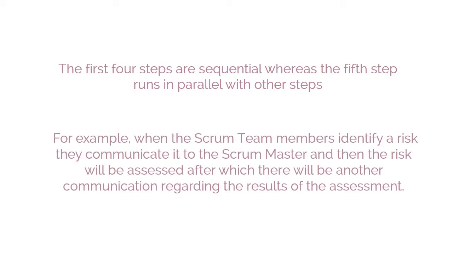In this procedure, the first 4 steps are sequential, whereas the 5th step runs in parallel with the other steps. For example, when the Scrum team members identify a risk, they communicate it to the Scrum Master, and then the risk will be assessed, after which there will be another communication regarding the results of the assessment.